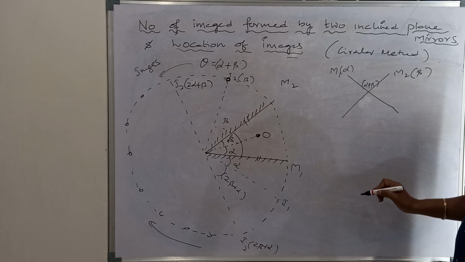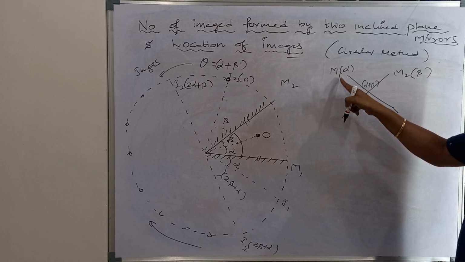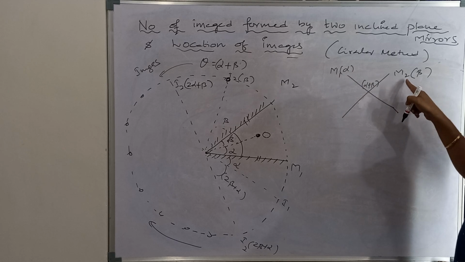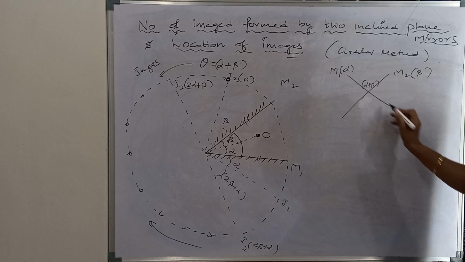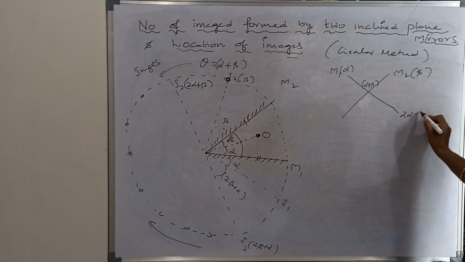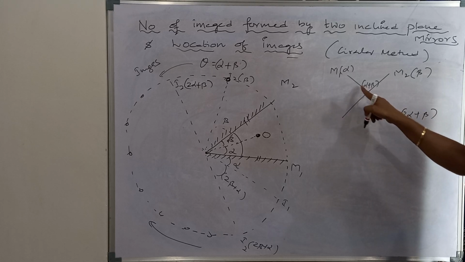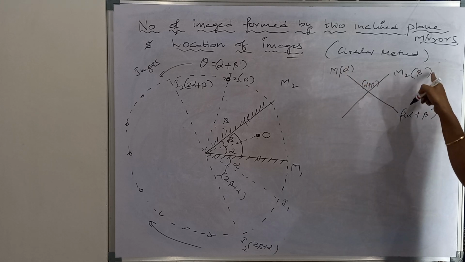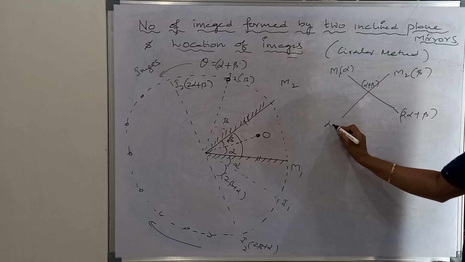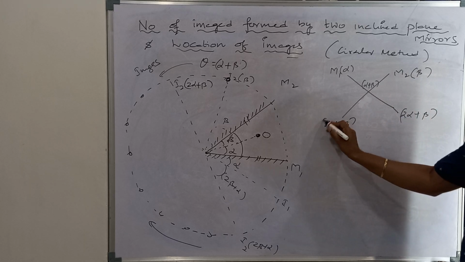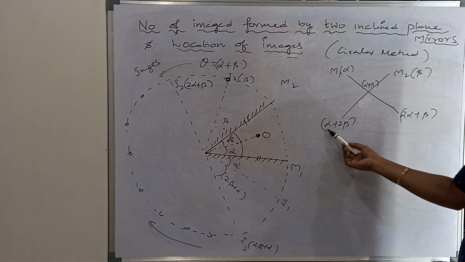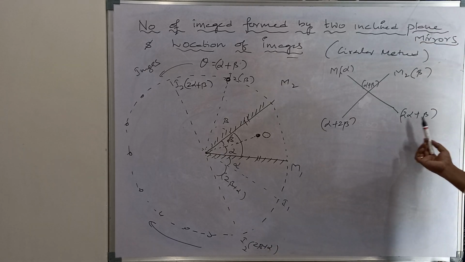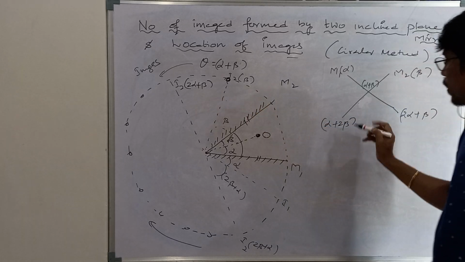Now, the first image produced by the mirror is at an angle of alpha. The next image produced is 2 alpha plus beta. See, alpha plus alpha, 2 alpha, plus beta. For M2, it is alpha plus 2 beta. Check here. So 2 beta plus alpha, 2 beta plus alpha. This is the image. 2 alpha plus beta, 2 alpha plus beta.